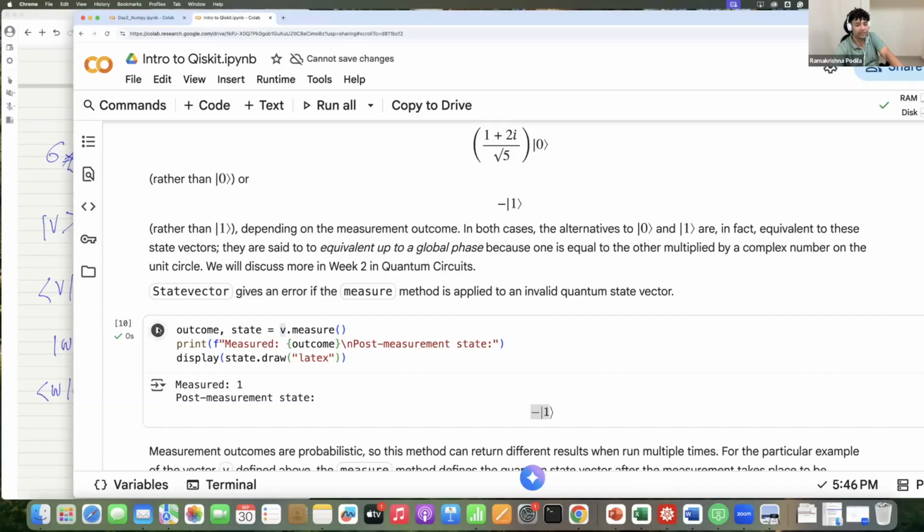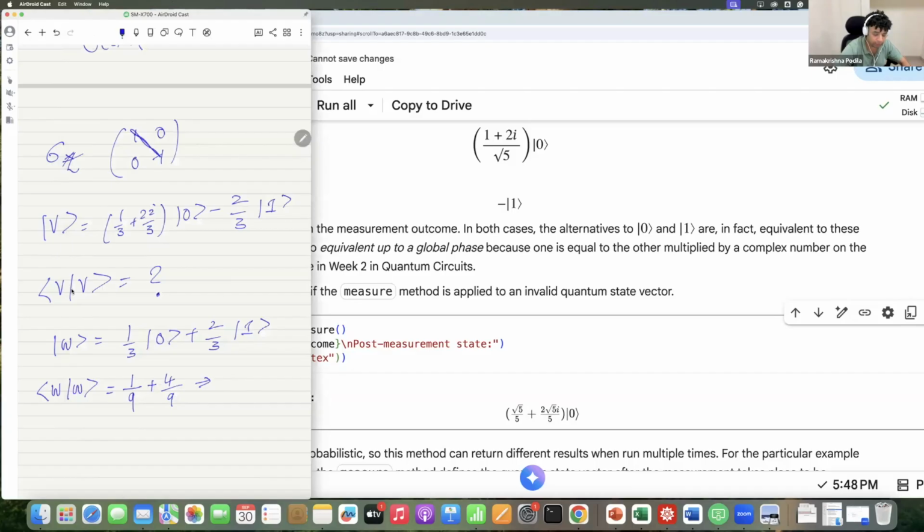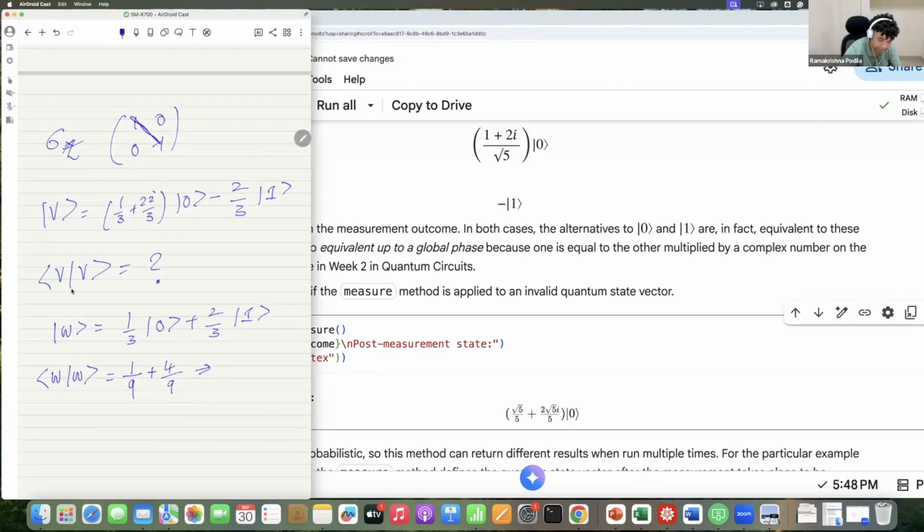Okay, so let's check that out. No, we did not, right? We got a different measurement, right? That is because now our post measurement preparation has changed. So when I talk about the V, initially I have defined some state preparation, right? When I make a first measurement, I get some result.